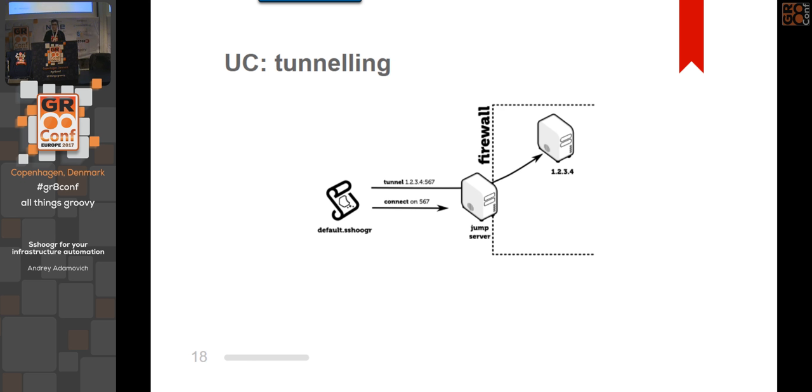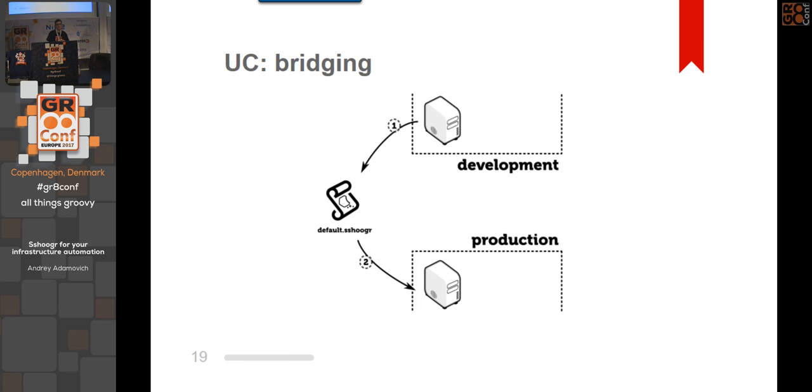Also, for tunneling, Sshoogr can be used, and I will show examples of the DSL and how this can be achieved. That's a common thing in enterprises, where you have some sort of jump server which is accessible, and in order to access a server inside the secure network, you have to do an SSH tunnel, and then within the tunnel connect to that server. That's possible with Sshoogr as well.